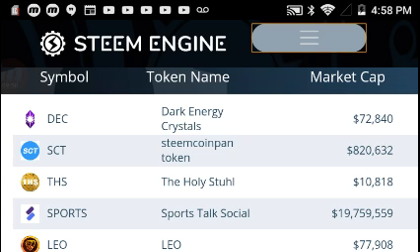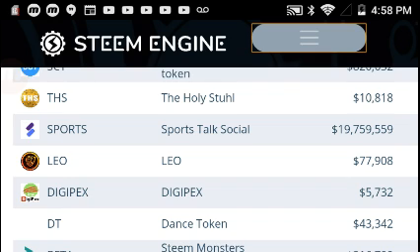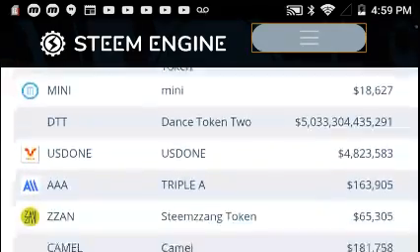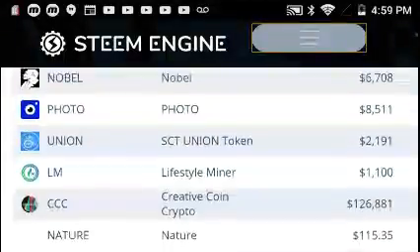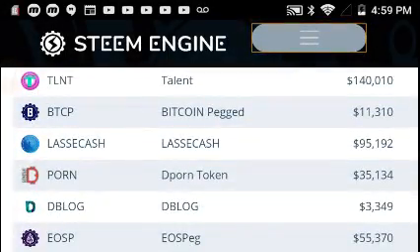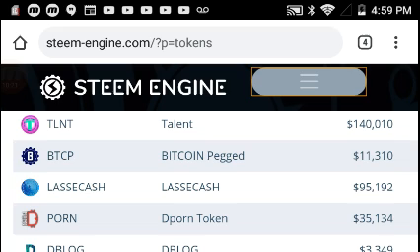So basically Steem now has that functionality, and these are tokens that are part of different applications on the Steem blockchain, and they can trade value back and forth to one another, right? But as we go down the list here, I want to show you something. I'm going to try to find it here. Here we go. You get down to here, and you get a token called Bitcoin Pegged, right?